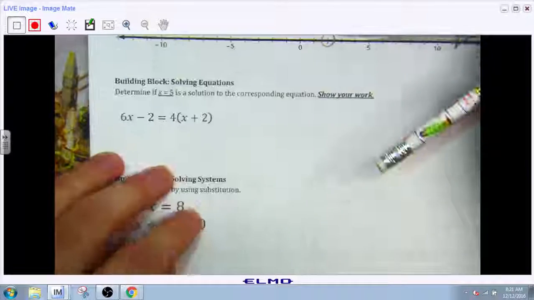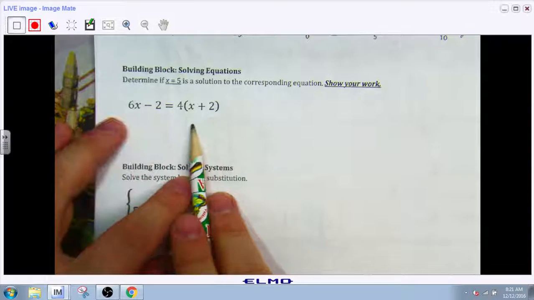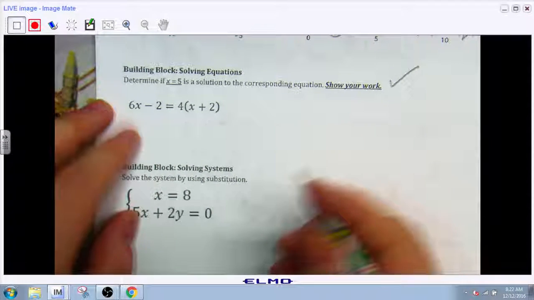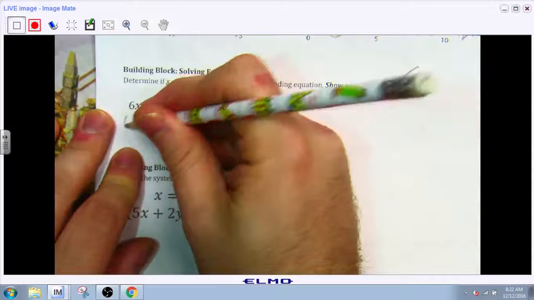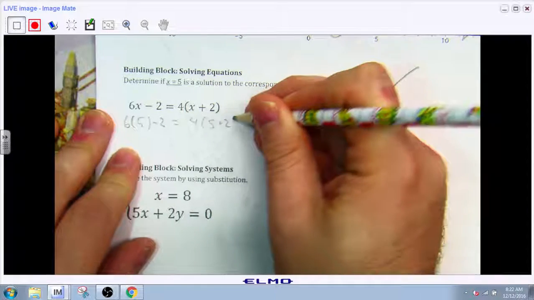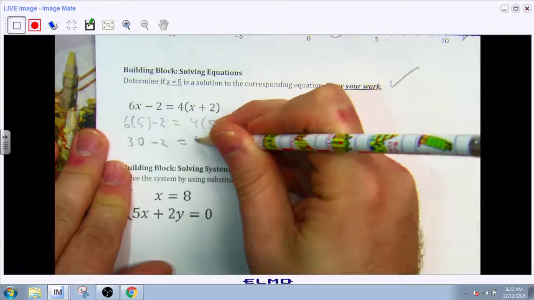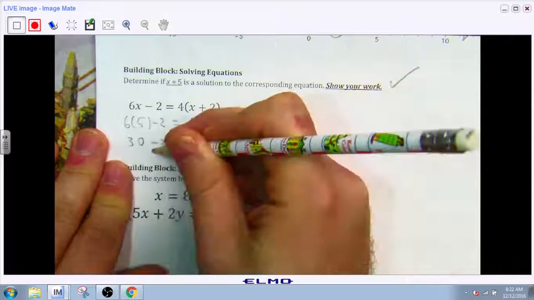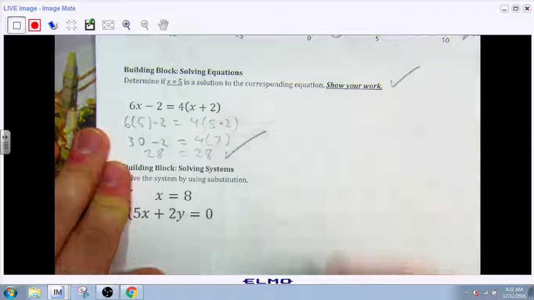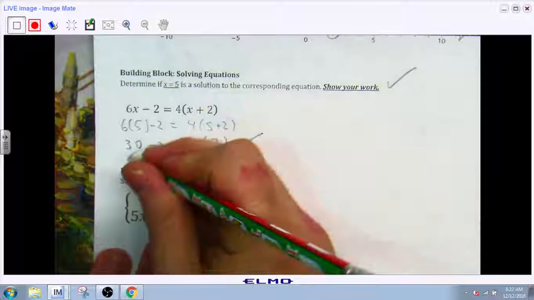Next, determine if x equals 5 is a solution to the corresponding equation. And it says show your work. I say this so you don't just write yes or no, but prove it to me. So I'm going to plug 5 in for x. 6 times 5 minus 2 equals 4 times the quantity 5 plus 2. So 6 times 5 is 30 minus 2, and 4 times 5 plus 2 is 7. 30 minus 2 is 28, and 4 times 7 is 28. I have proved that they are the same thing. So that is how you would show me that you proved it: some sort of, yep, it works, I'm good.